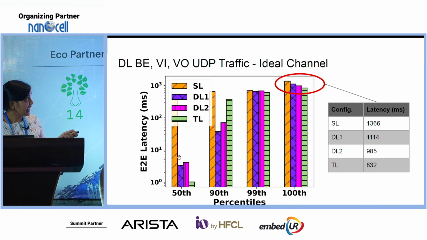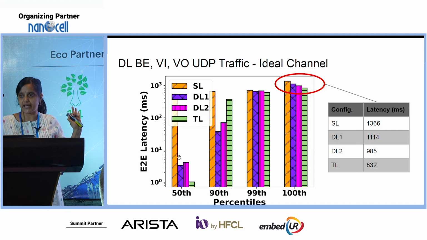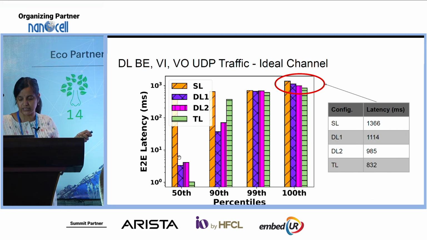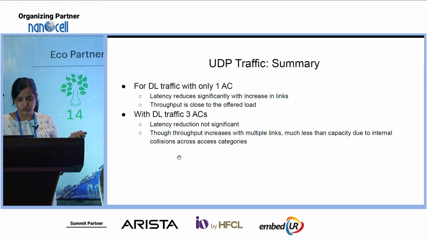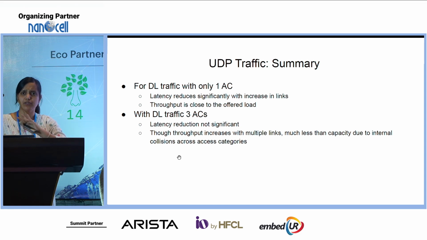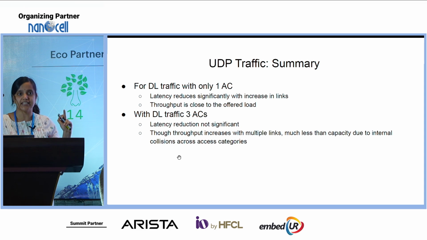Now I looked at latency, so we see that the latency reduces, but the latency reduction is not that significant when we saw with one access category, but yet there are some numbers that tell that yes, latency reduces. So I will summarize the UDP result: for DL traffic with only one access category, absolutely fantastic, latency reduction significant, throughput increase. With 3 access categories, throughput still increases, but the latency reduction is not significant.